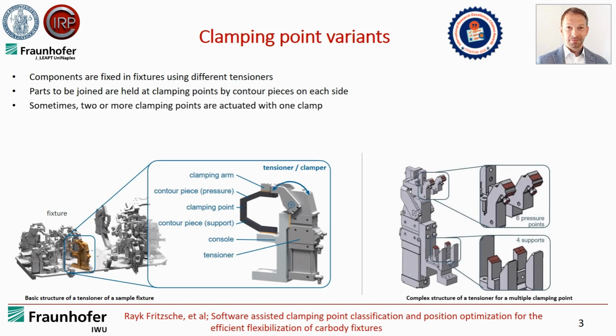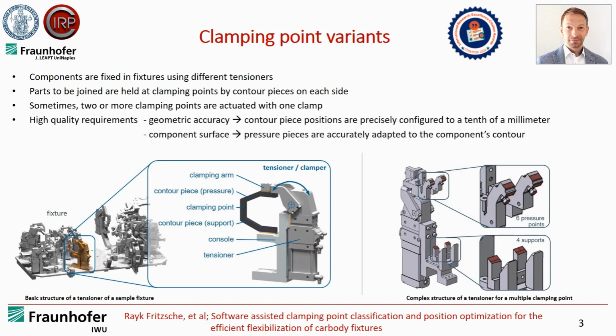Sometimes there are also tensioners with more than one clamping point. Here in the right picture we see a tensioner with 4 supports and 6 pressure points. And we have to realize high quality requirements, the geometric accuracy. Therefore we need contour piece positions that are precisely configured to 1/10 of a millimeter, and the pressure pieces are accurately adapted to the component's contour.